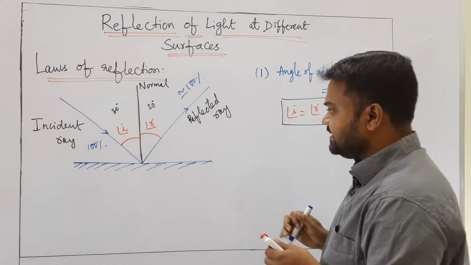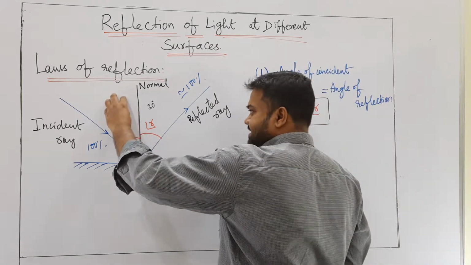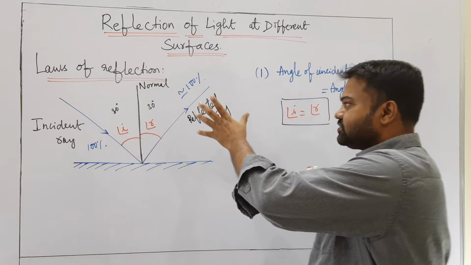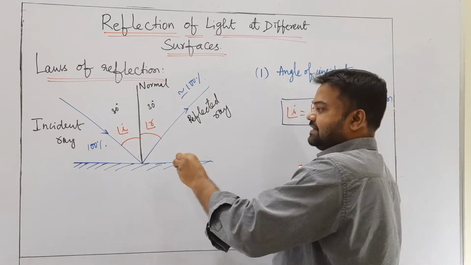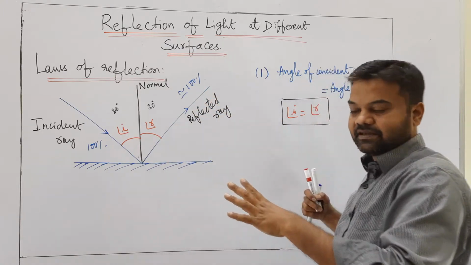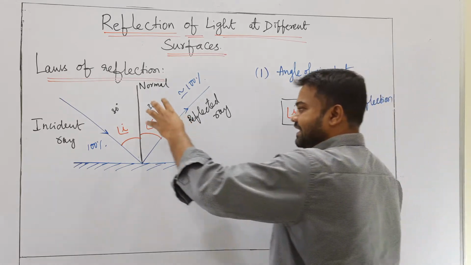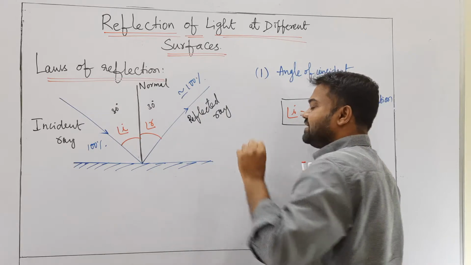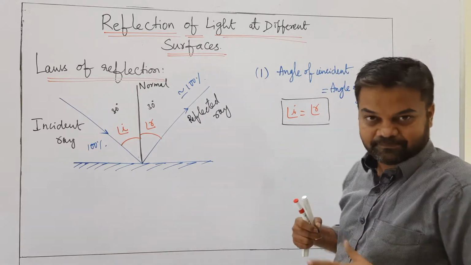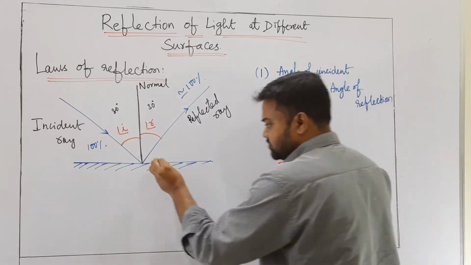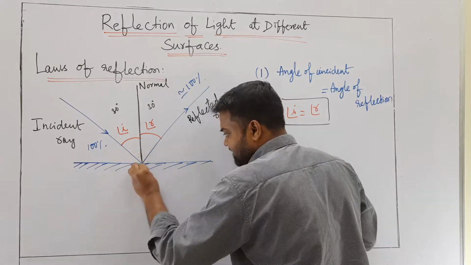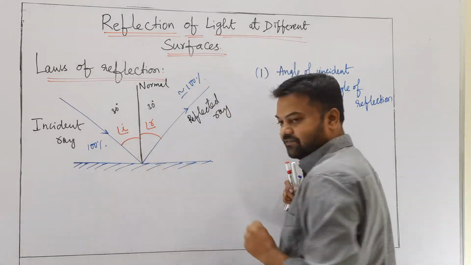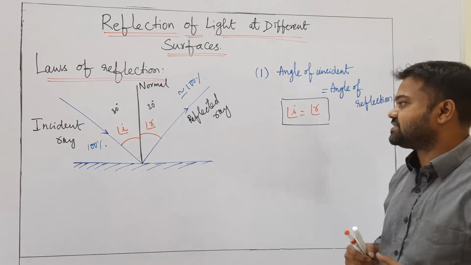But in this case, incident energy and reflected energy are almost equal. It is only because of Fermat's principle that this is possible, where the incident energy as well as the reflected energy are almost the same. A small amount of energy is wasted at the reflecting surface. Okay, this is about the first law.